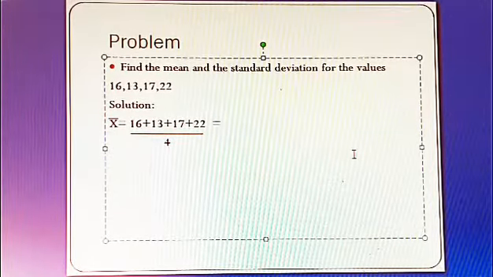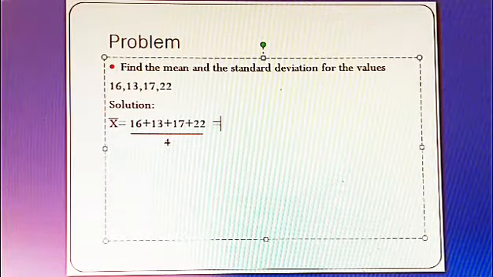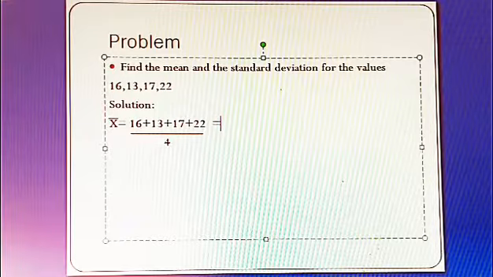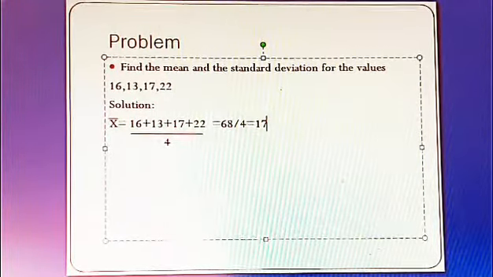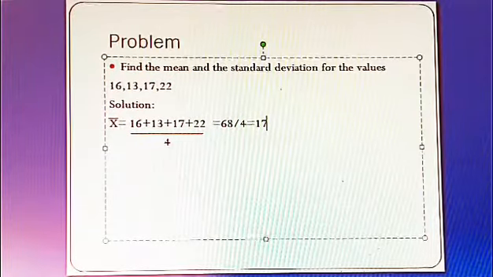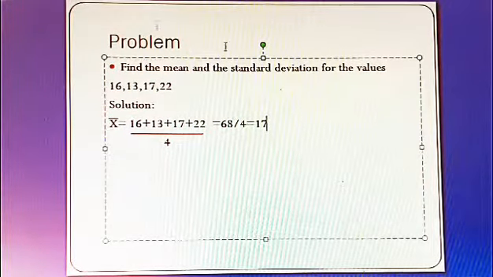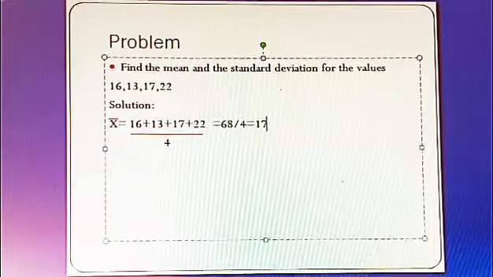So directly I will write it: x bar is equal to 16 plus 13 plus 17 plus 22, which will give you the total 68, divided by 4, which is equal to 17. Okay, this is your arithmetic mean. Now we have to find the standard deviation for the values.